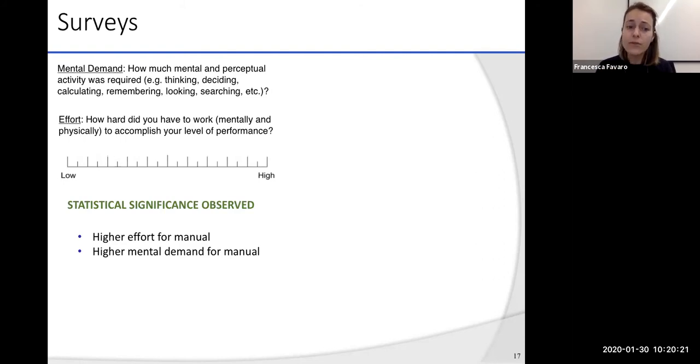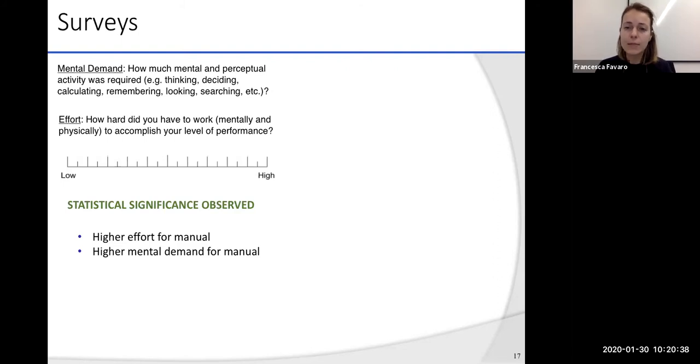And this is where we found statistical significance. It was very clear, with no doubt, that everybody thought it was higher effort for manual texting. It was higher mental demand for manual texting. This is, again, intuitive, but it was good that it was statistically significant. But then we went deeper.